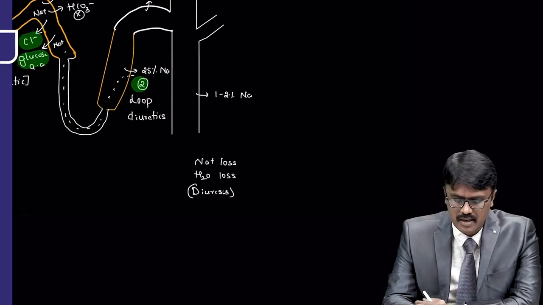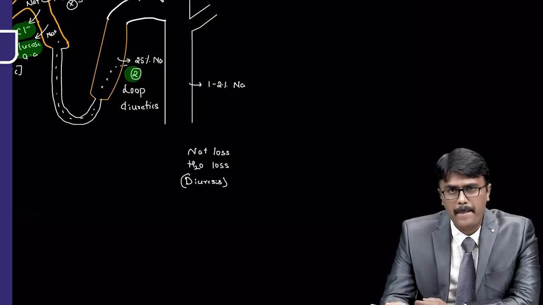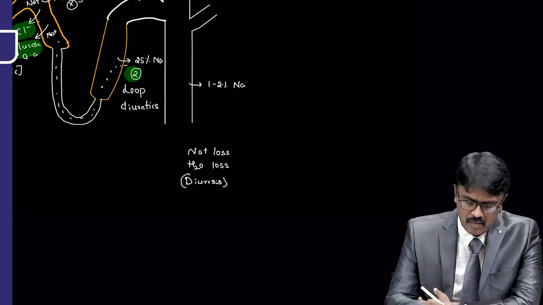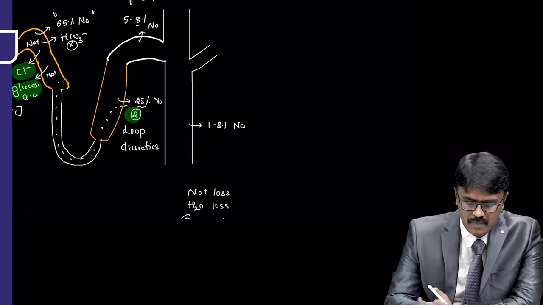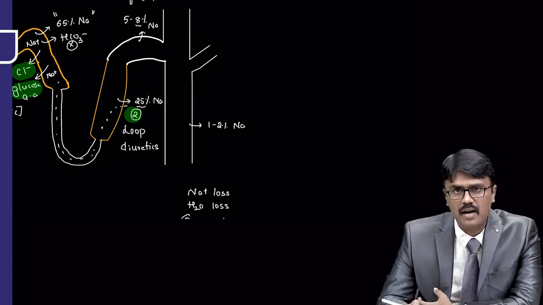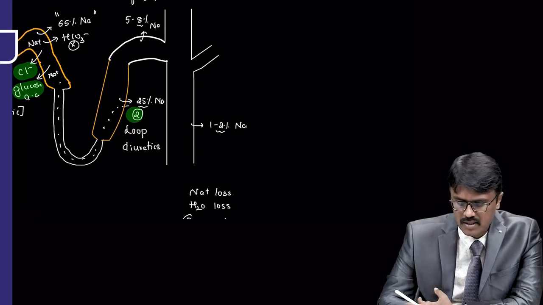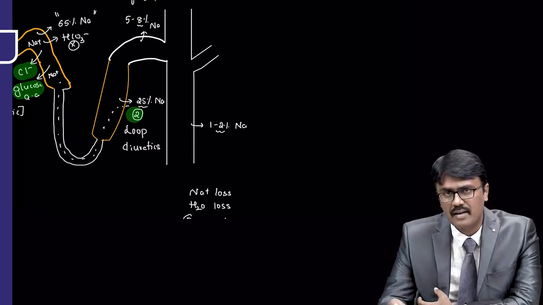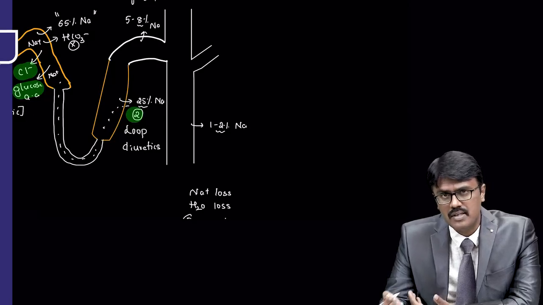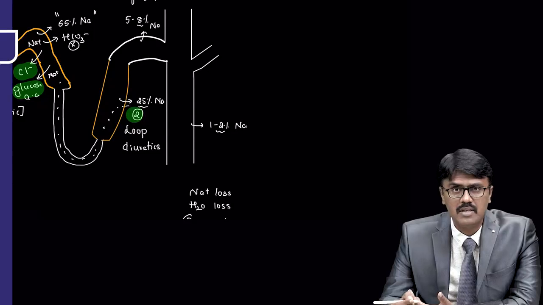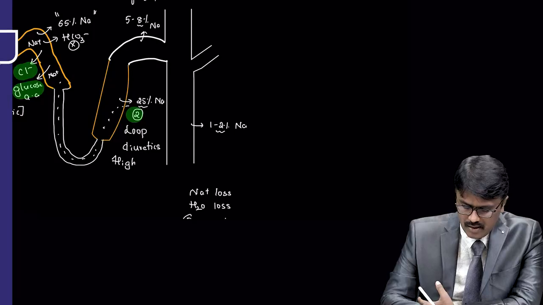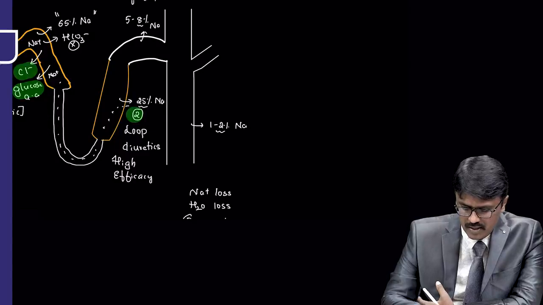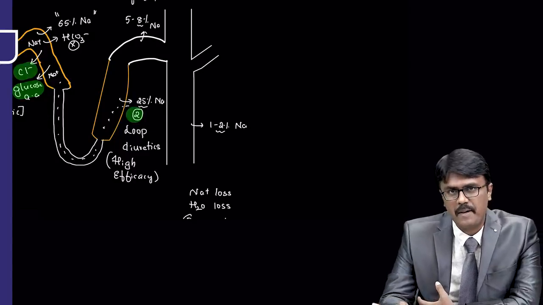Consider the second category, that is loop diuretics. Now, when you take a loop diuretic, how much is it losing? 25%. And if you see, still 8% may be reabsorbed back in the early part of the DCT, 2% is reabsorbed in the collecting duct. So even if 10% is reabsorbed, you are losing 15% of sodium. So that's the reason loop diuretics are high efficacy diuretics. Loop diuretics are called high efficacy diuretics.